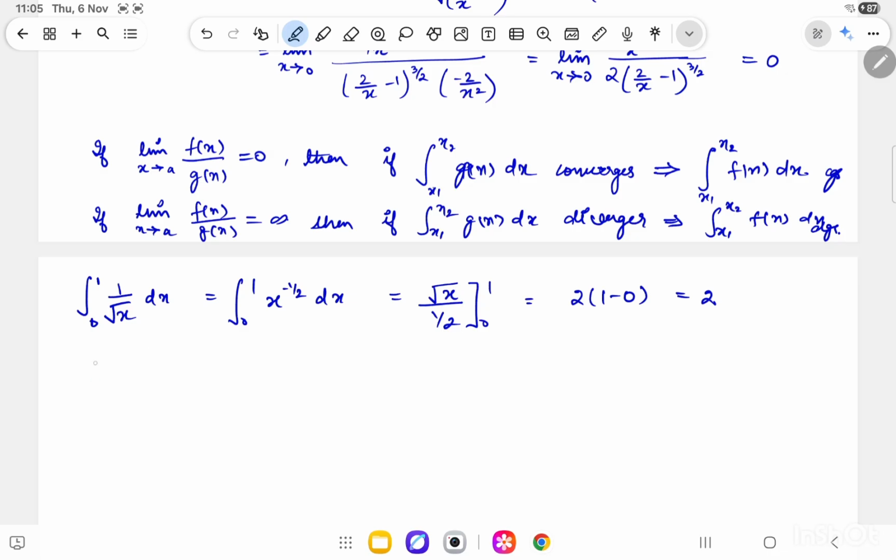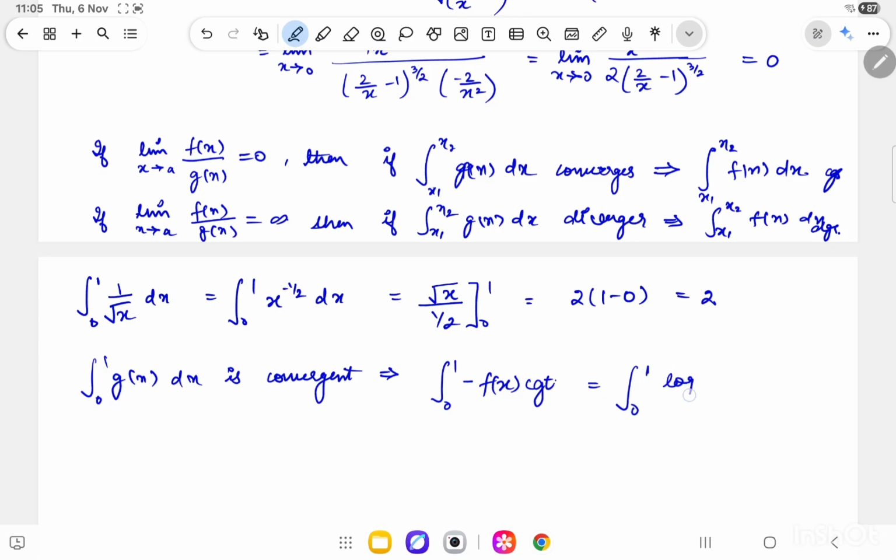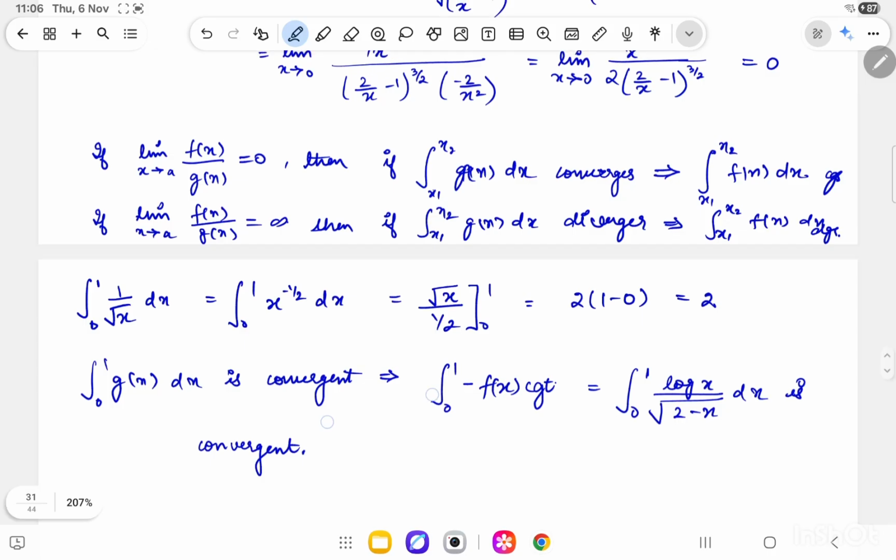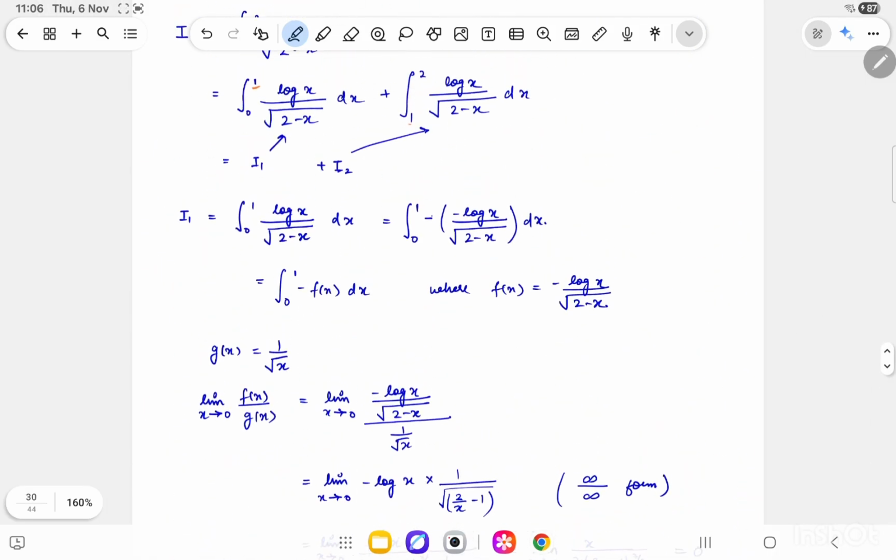So since our integration from 0 to 1 of g(x) dx is convergent, this implies that my integration from 0 to 1 of minus f(x) is also convergent, because if f(x) is convergent, then minus f(x) is also convergent. So that means that our integration from 0 to 1 of log x divided by square root of 2 minus x dx is convergent. Now this completes our first part of the question, that is, we have checked the convergence of I1.